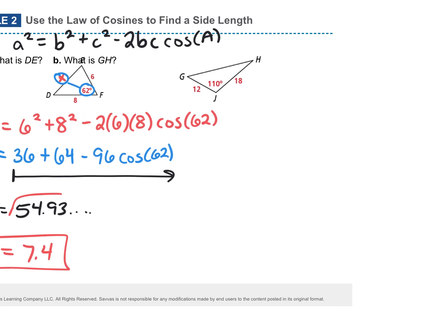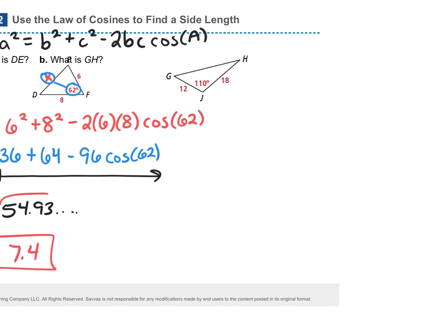What did I tell you to start off with? The angle that we have. What angle do we have? 110. What's its corresponding side? X. Those are our focal points. So how do I start this equation off? x squared equals 12 squared plus 18. Yep, x squared equals 12 squared plus 18 squared minus, what's next?